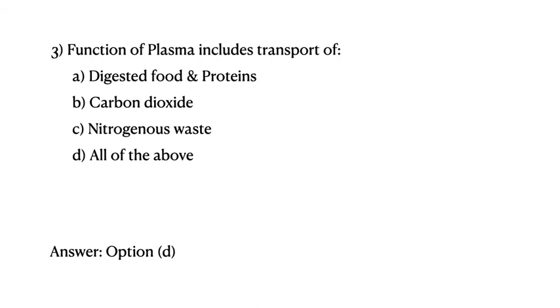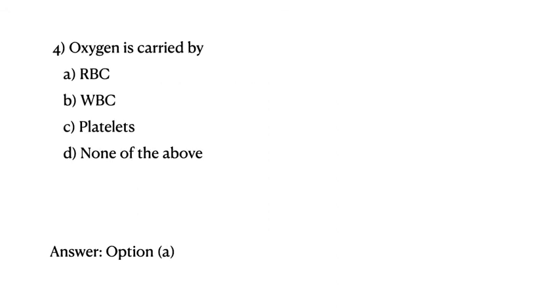So here what would be the answer? Definitely that is option D, all of the above. Question number 4. Oxygen is carried by: A. RBC, B. WBC, C. Platelets, D. None of the above. Now children, I know you all have the answer. That is correct. Option A, RBC.